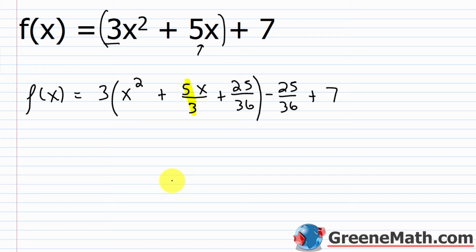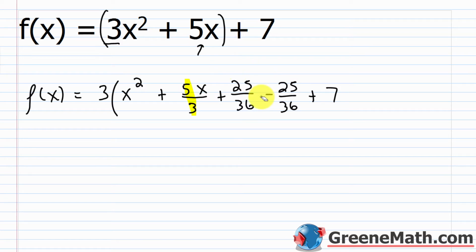Well, you're multiplying 3 by this guy right here. So I'm not really adding 25 over 36. I'm multiplying 3 by 25 over 36. So I've got to do the same thing to this guy. Otherwise, I'm not balancing the equation.